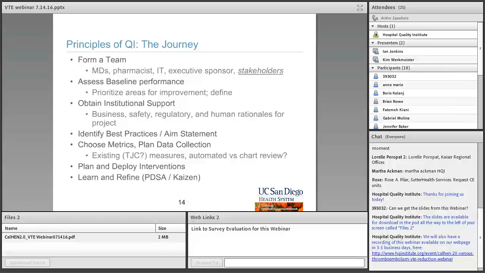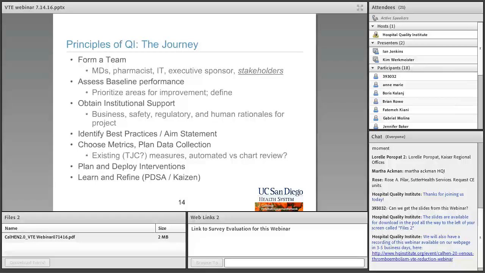At this point, you can identify the best practices. What is it that we feel people should be doing with our patients? And then you write an aim statement, something that is time-bound, something that's very specific, something that's measurable, something that's meaningful to patients, that will hold you accountable and really help define your mission.